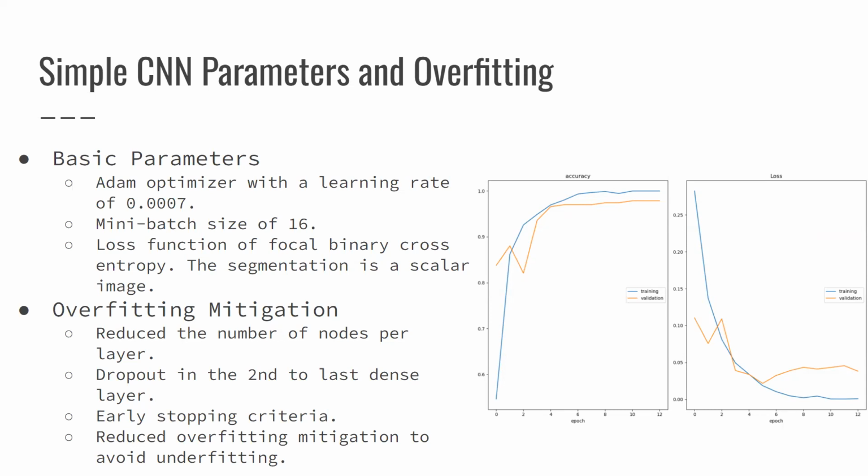As for mitigating the overfitting, I reduced the number of nodes per layer like last time. I added a dropout function near the second to last dense layer. I also had early stopping criteria. But I didn't reduce the overfitting as much as the other model because I didn't have as much overfitting, and I didn't want to make my model underfit as a result, going in the other direction of it being incorrect.